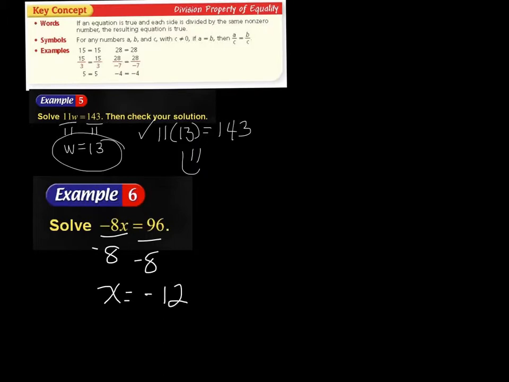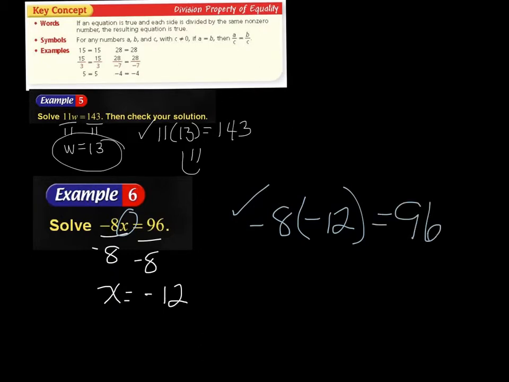And once again, we want to practice checking our solution. So -8 times what I found x to equal, -12. Negative times negative is a positive, and 8 times 12 we know is 96. My check step worked. X is -12 is the correct solution.